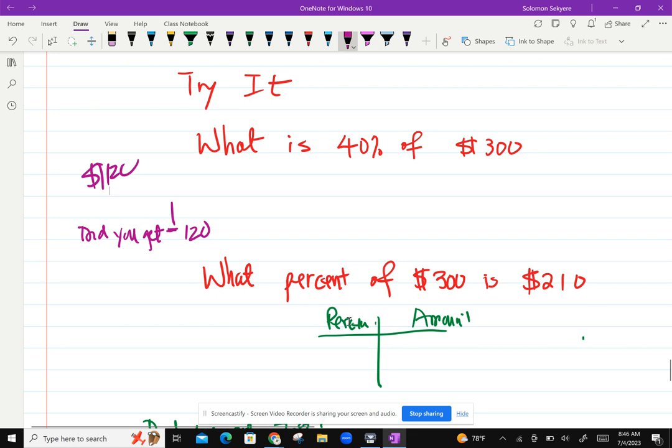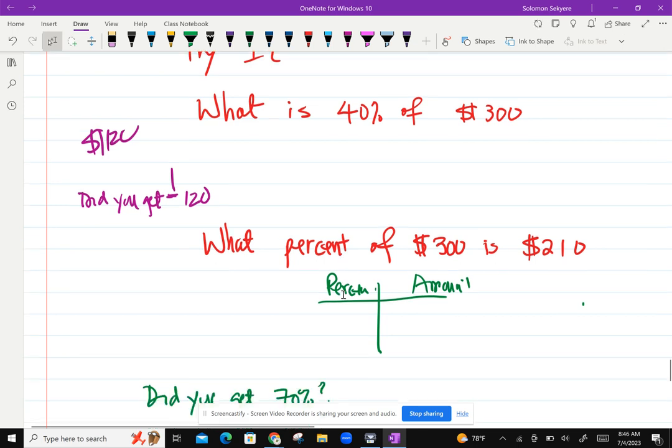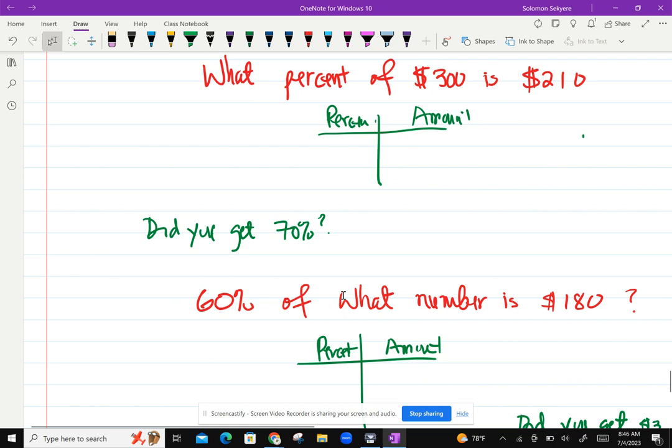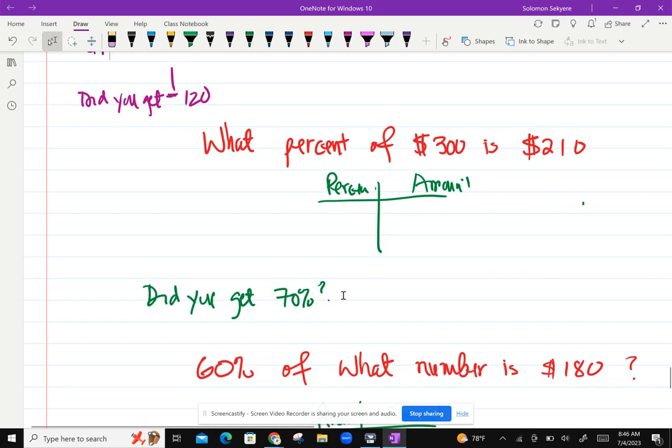Okay, what percent of 300 is 210? Set up the table. See where your variable is. The is is given, the of is given, what is missing is the percent. Calculate it. Did you get 70? And 70 what? Percent. And then lastly, 60% of what number is 180?